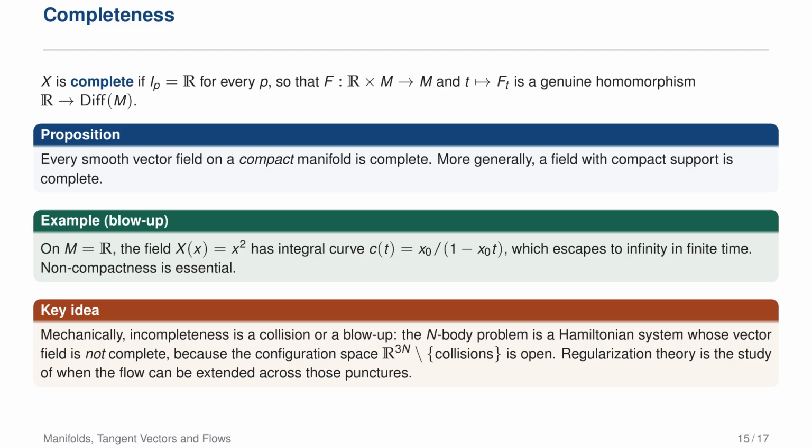Mechanically, incompleteness is a collision or a blow-up. The n-body problem is a perfectly good Hamiltonian system whose vector field is not complete. The reason is that its configuration space is R to the 3n with the collisions removed, and that is an open set. Regularization theory is the study of when the flow can be extended across those punctures.